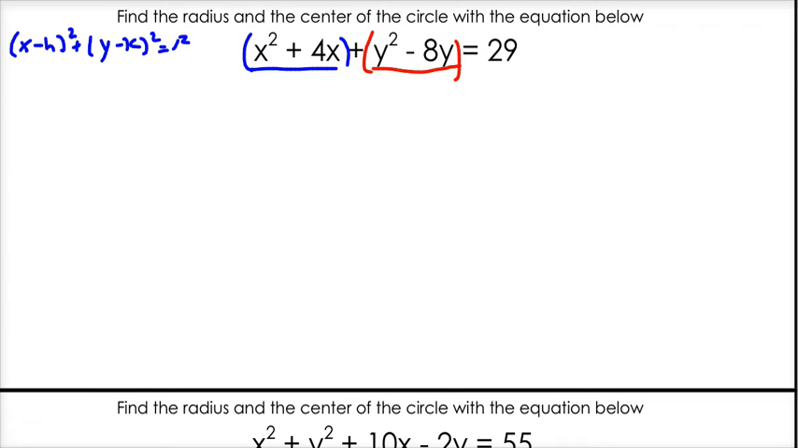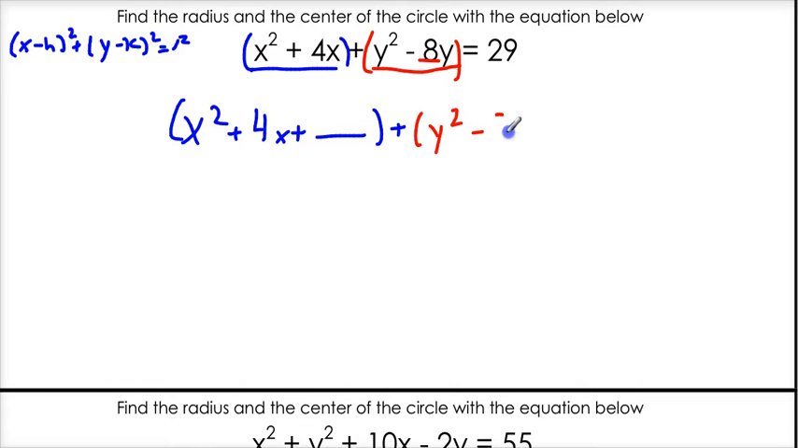Now what we're going to do is do exactly what we just did. We have to put these in factored forms. We're going to complete the square here, so it's going to be x squared plus 4x plus blank, okay? Just adding that blank there, plus, let's do the same thing for the y squared minus 8y plus blank, and that's going to be equal to 29. And since now I have 2 blanks there, it's going to be plus blank plus blank.